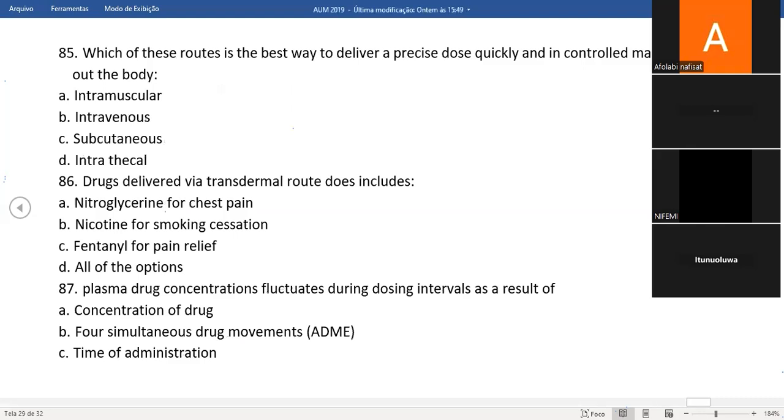85. Which of these routes is the best way to deliver precise dose quickly and in controlled manner throughout the body? Intravenous. B. Intravenous route. Drugs delivered via transdermal routes does include. The answer is all of the options. Can give nicotine through transdermal patch. Can give nitroglycerin through transdermal patch. All of the options.